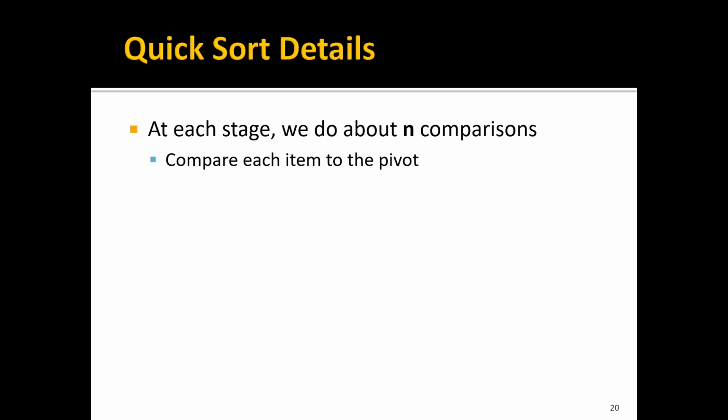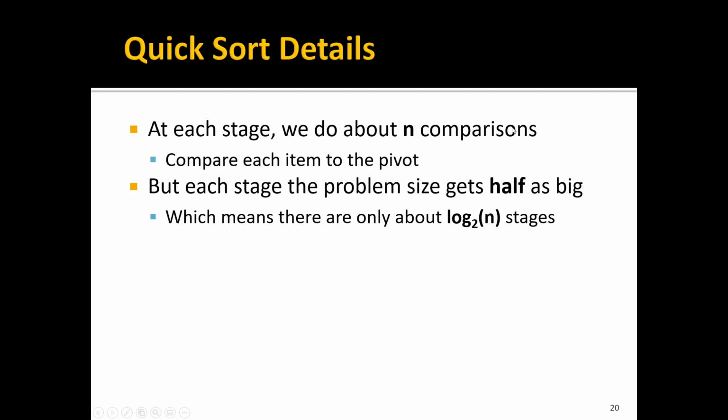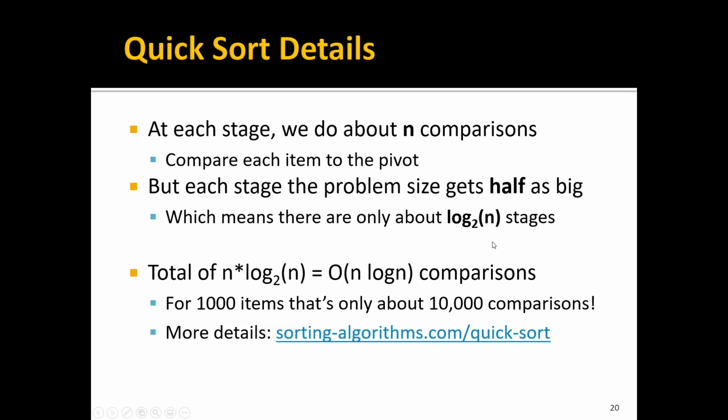So at each stage, you do about n comparisons, but each stage the problem size gets half as big, so there's log base 2 of n stages, which means a total of n times log n, which in big O is just O of n log n comparisons. So when we're dealing with logarithms, again, we drop these small numbers because all logarithms are a constant factor of each other. Don't worry too much about that.